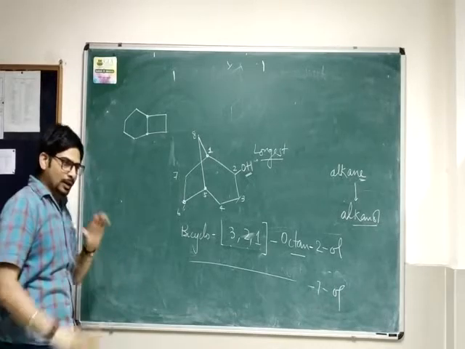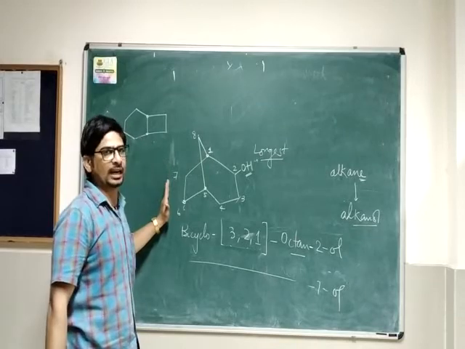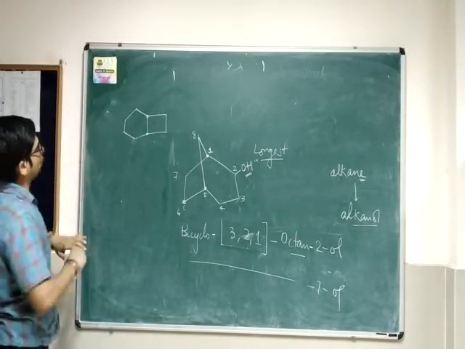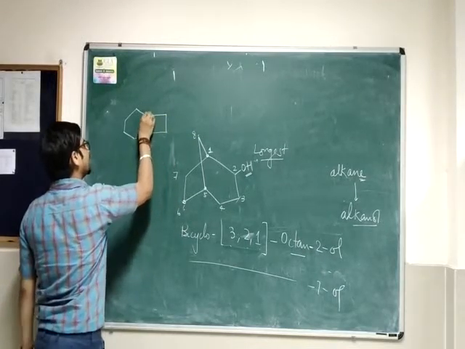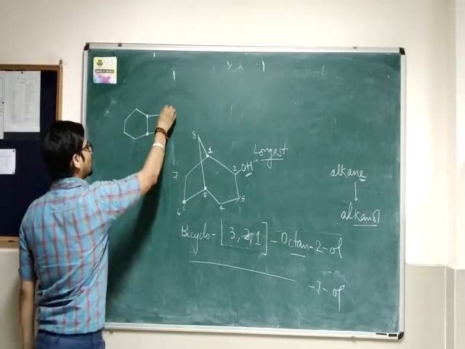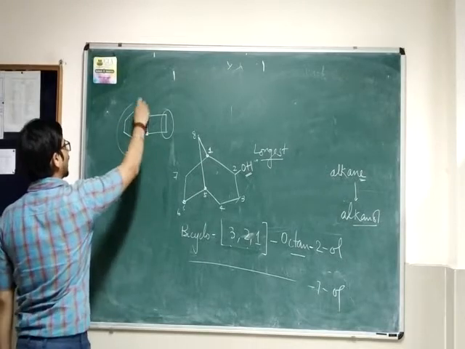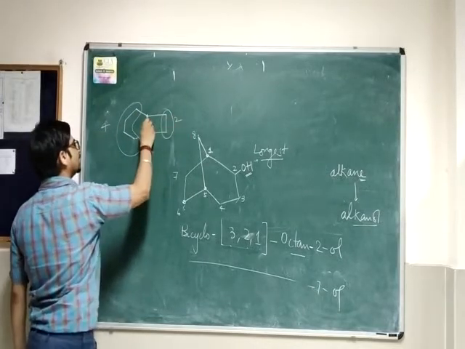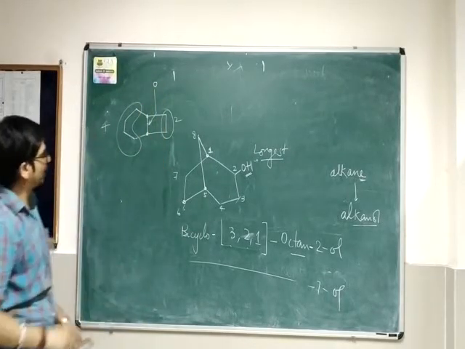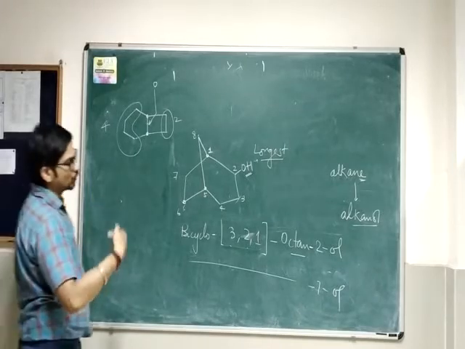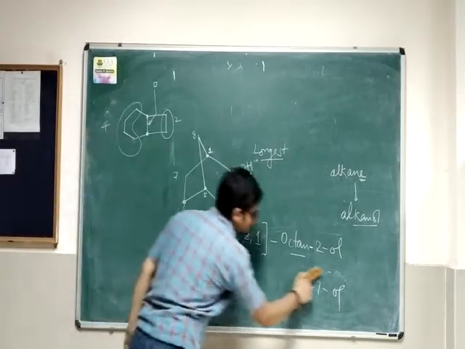Now, the IUPAC naming is similar to the bridge head bicyclic system, and the numbering will be similar, as we consider this as the bridge head position. On one side of the bridge we have 2 carbons, on the other side we have 4 carbons, and on this side you can say there is no carbon, zero carbon. So the name of the compound will be similar to the naming of a bicyclic bridge head compound.